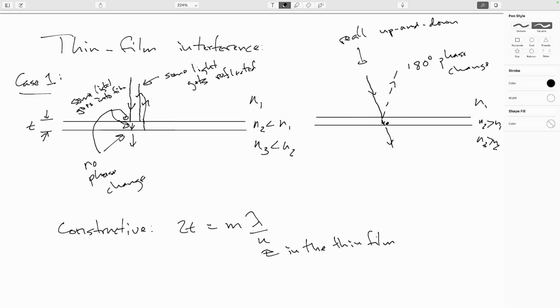And this bit here, because it's bouncing off of higher index, will again have a 180-degree phase change. So here I would have had a crest that got turned into a trough. Since they both had crests that got turned into troughs or troughs that got turned into crests, there's no difference from an interference perspective. And again, we would have constructive interference. In other words, you'll see the color that gets shined on here brightly.